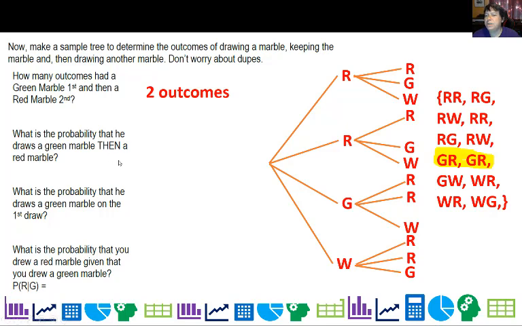So what's the probability he draws a green marble and then a red marble? Well, there are 2 outcomes out of 12. So it's a little different than what we had before. Before it was 2 out of 16. Now it's 2 out of 12. And when I simplify that, I get 1/6.